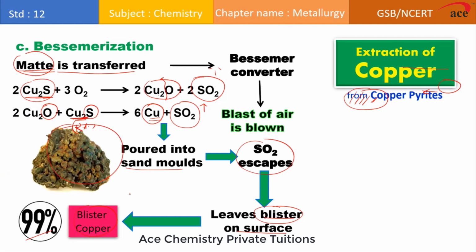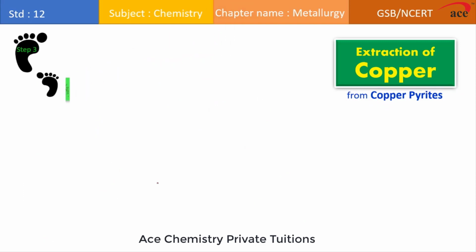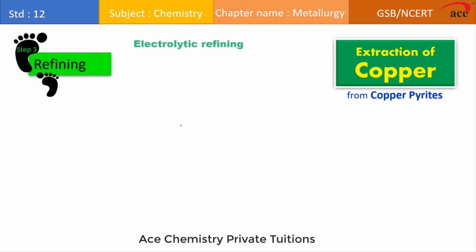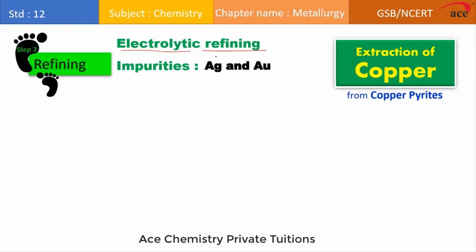Now, how to purify this metal? So the next step is what? Refining of the copper metal. The blister copper which is obtained consists of some impurities, and sometimes it consists of what? Valuable impurities. So the method of refining that we are using over here is what? Electrolytic refining. The valuable impurities which are present are what? Silver metal and gold metal in very small proportion.